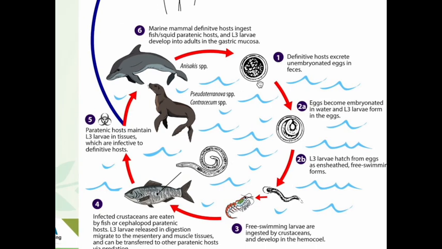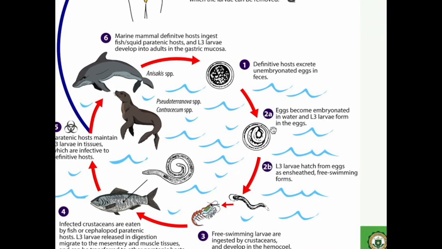We'll begin here. So, step number 1, the unembryonated eggs of Anisakis are released in the water. And then, while in the water, they will become infective and embryonated. But the interesting thing about Anisakis is that yung L3 filariform, they already develop while inside the egg. Previously, kasi di ba dapat rhabditiform, tapos magha-hatch, and then magiging filariform. But for Anisakis, yung L3 filariform, it can already be found inside the embryonated egg of Anisakis.